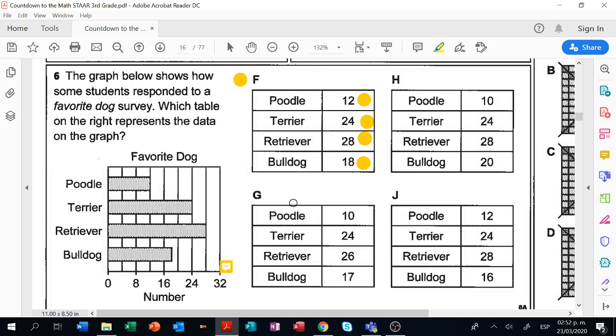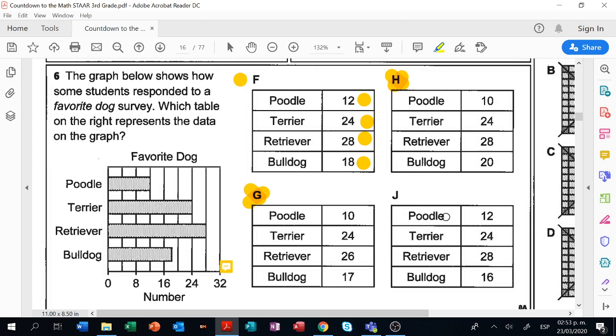That should be G. Poodle 10. Uh-oh, we can already discard that option because this is not correct. Terrier 24. Well, that is correct. But again, if the first one is not correct, there's no need to continue checking the options. So I'm going to cross letter G right there. H, again, we have poodle with 10, and we know that is not correct because there should be a 12 right here. So I can cross it out.